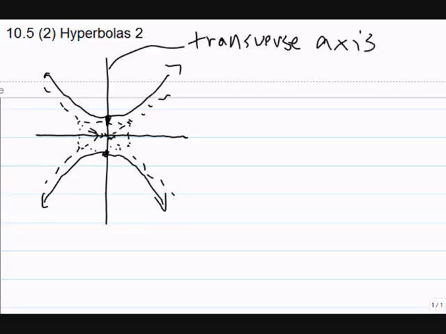The foci, just like with the parabolas, are inside the little bowl thing. So here are my foci. That would be the plural of focus. Okay. And the distance from the center to the focus is again going to be c. And this distance is the same on both sides. And we have our, let me mark my A is here, and my B is the other axis.